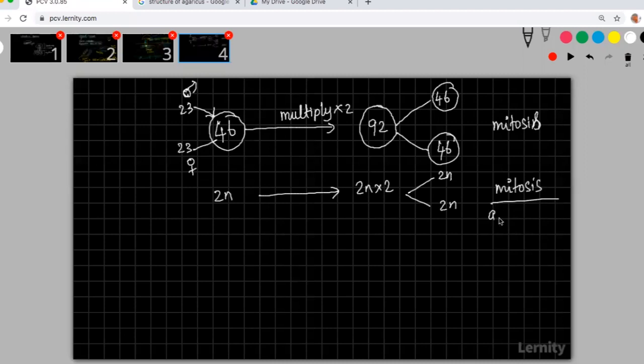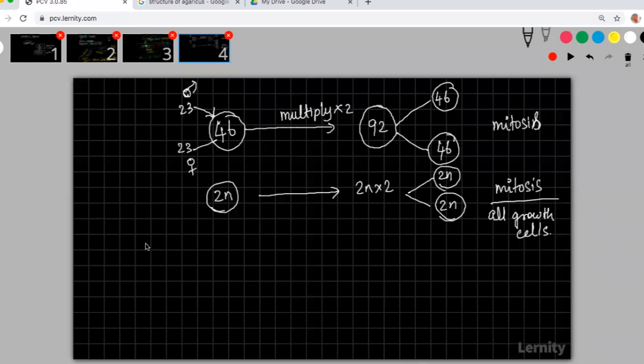This will happen in all growth cells. In my body, my hair is growing. This is the way it will grow. My nails are growing. This is the way it will grow. My muscles are growing. This is the way it will grow. Other cells are growing. All the cells which are growing will grow only by mitosis. Here, the parent cell and the daughter cells have the same number of chromosomes. So basically, somatic cells will undergo mitosis.